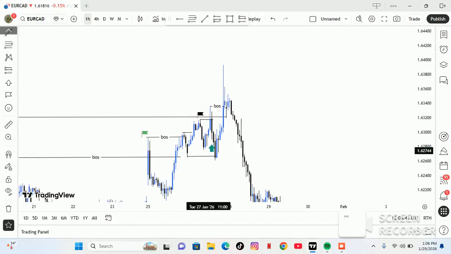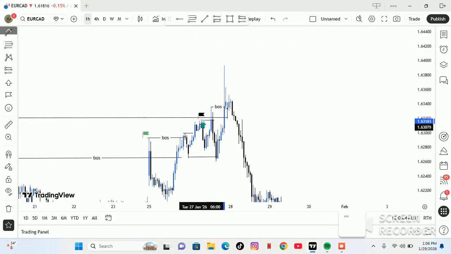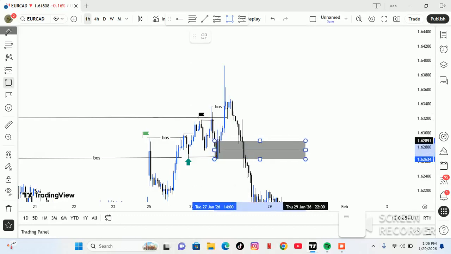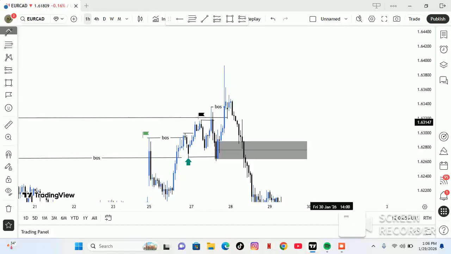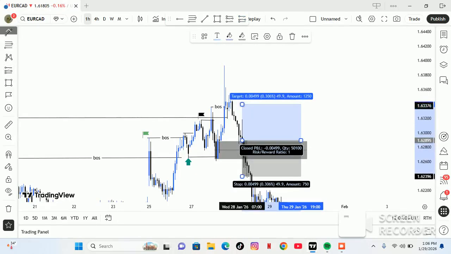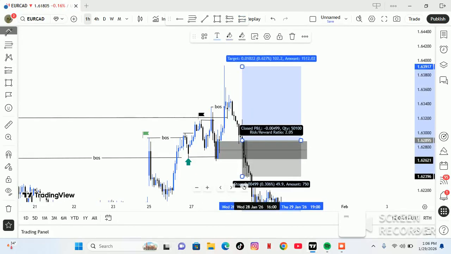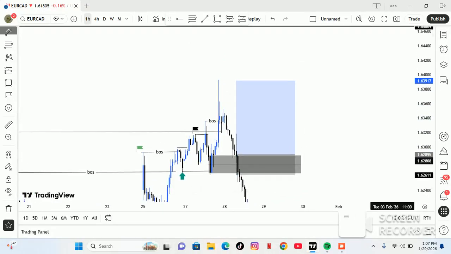So liquidity has been taken from this high, also from this low. So this point here is just a mitigate, it's just another liquidity for the market to take. But this is where I entered this trade. I entered this trade here, targeting this high, stop below here.